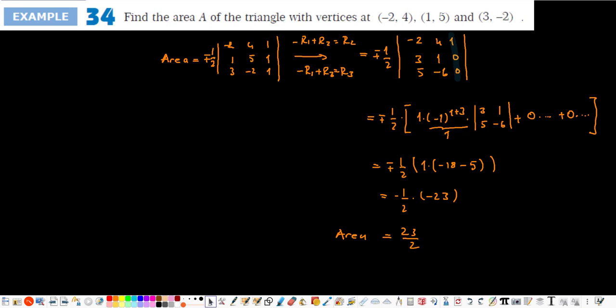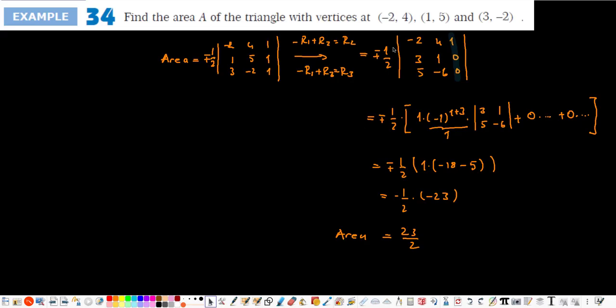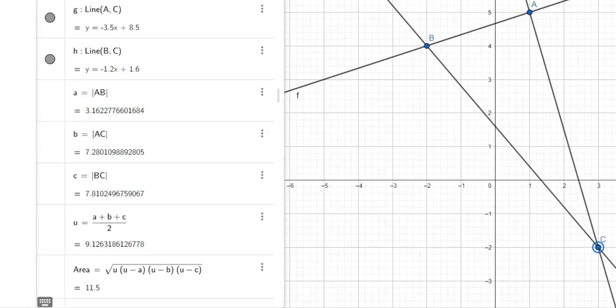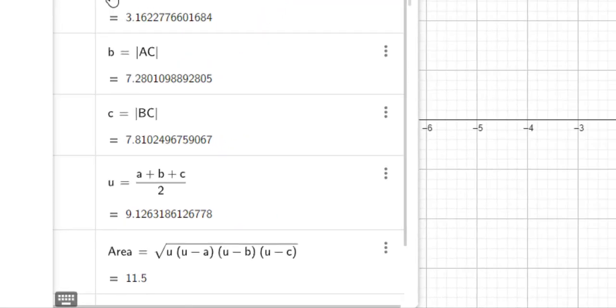I can also prove this by using an application called GeoGebra. I use it for these points: 1, 5, and if you remember the points, -2, 4, and 3, -2. They are the same points which are shown here. Then the area I calculate by using a formula called Heron's formula. Heron's formula calculates the area by using the sides of the triangle.